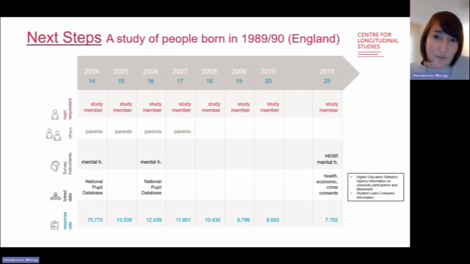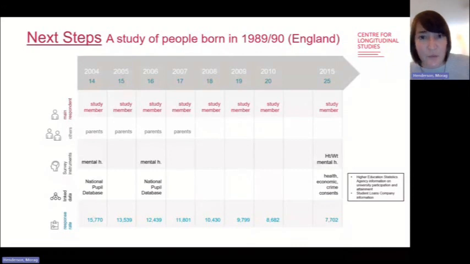CLS took over the study in about 2013, and the first sweep that we ran was at age 25. So we're understanding a bit more about their early adulthood experiences, and we're currently just finishing the fieldwork where we've captured more information aged 32.